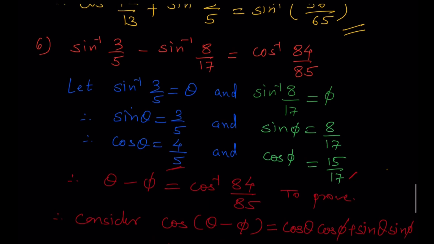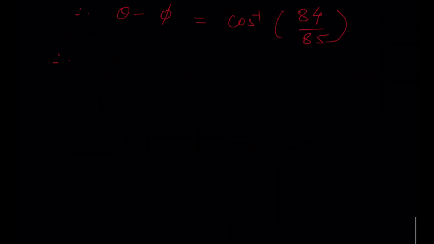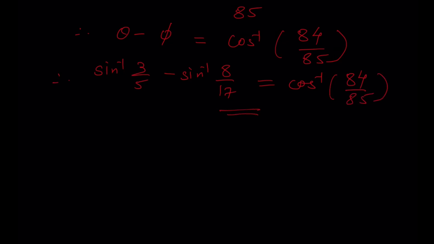What was our theta? Theta was sin inverse 3 by 5. So sin inverse of 3 by 5 minus sin inverse of 8 by 17 is equal to cos inverse of 84 by 85.